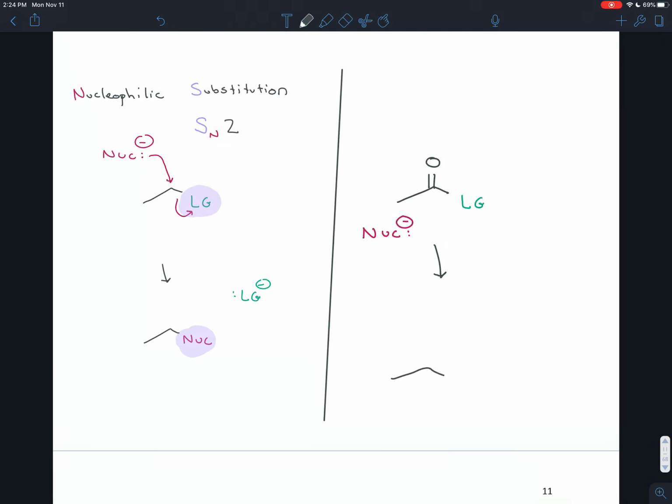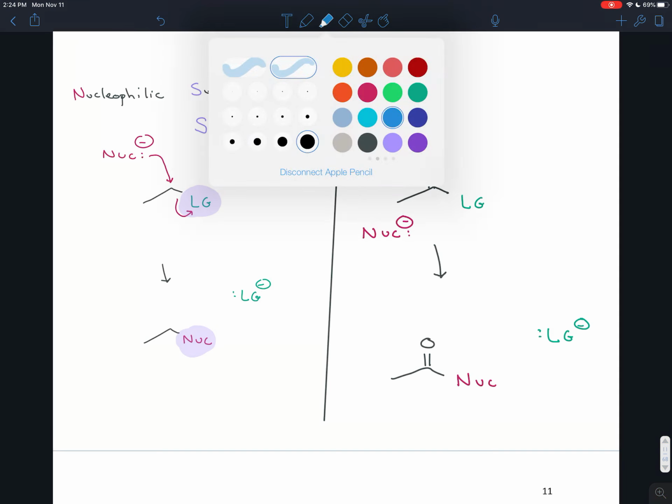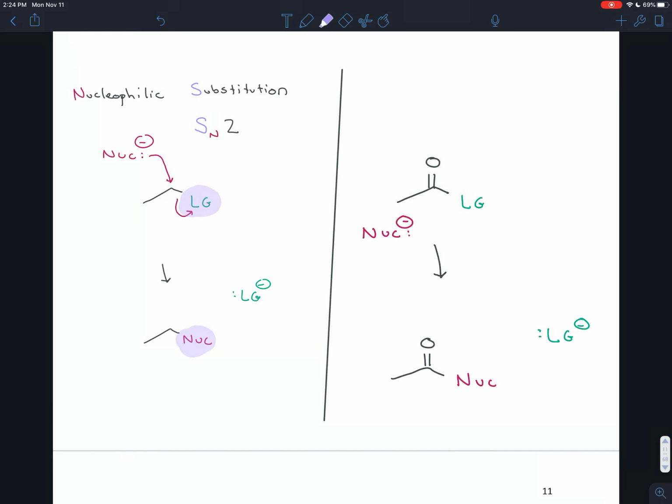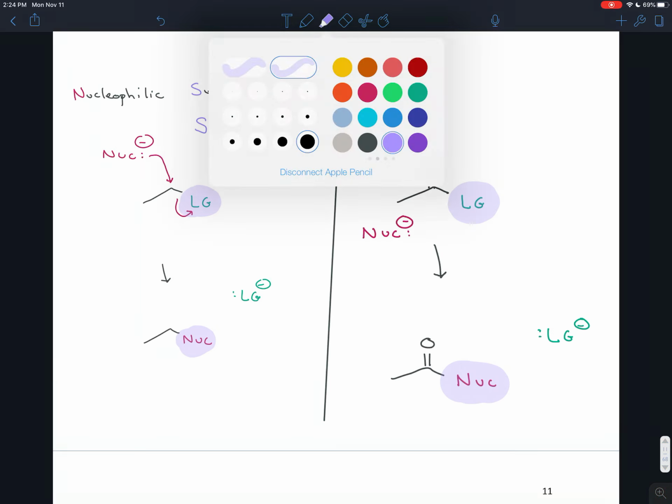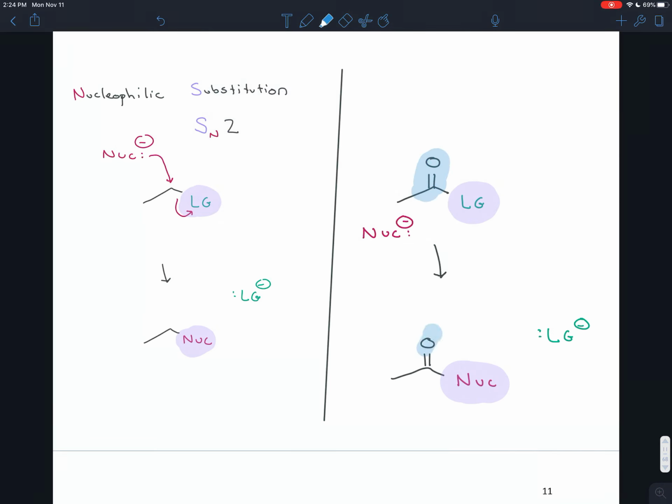We'll draw the mechanism in just a second. The overall picture is you have the nucleophile replacing or substituting itself for the leaving group. So where the leaving group was, that's where the nucleophile goes. But in this case, it's not just an alkyl chain, it's an acyl chain. We have that double bond to the carbon, the double bond to the oxygen, so that carbonyl there.